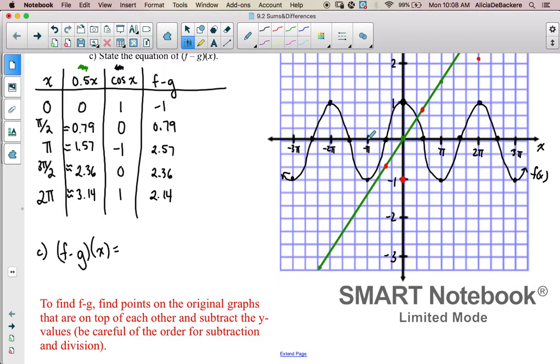And then sliding over again to pi, I'm finding the points that are on top of each other, the y values that are on top of each other, and I'm taking the green height and subtracting 1 from it. So I'm going to end up about here on my graph. And then sliding over to -3 pi by 2, again taking the green graph and subtracting the value of the black. Well, the black is 0, so the green one's not going to move. I'm going to end up right here. And so we can continue our graph this way.